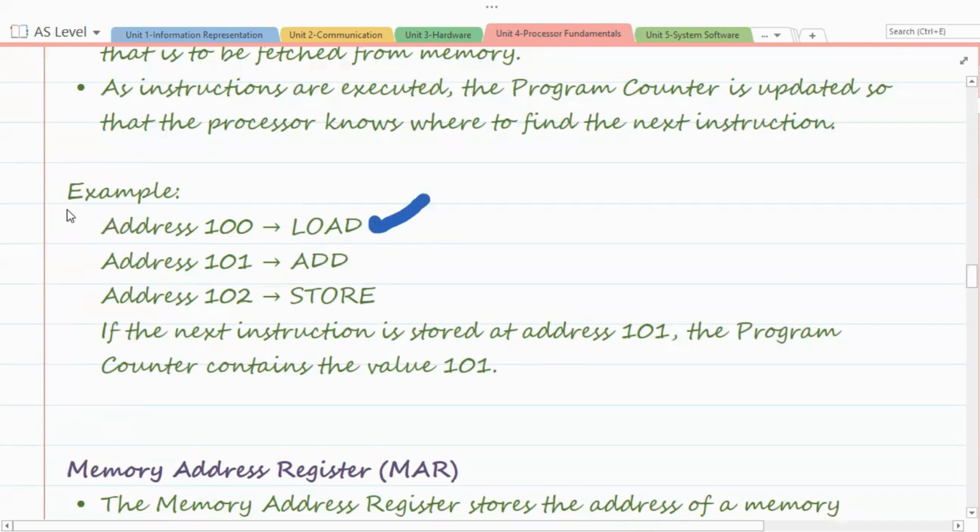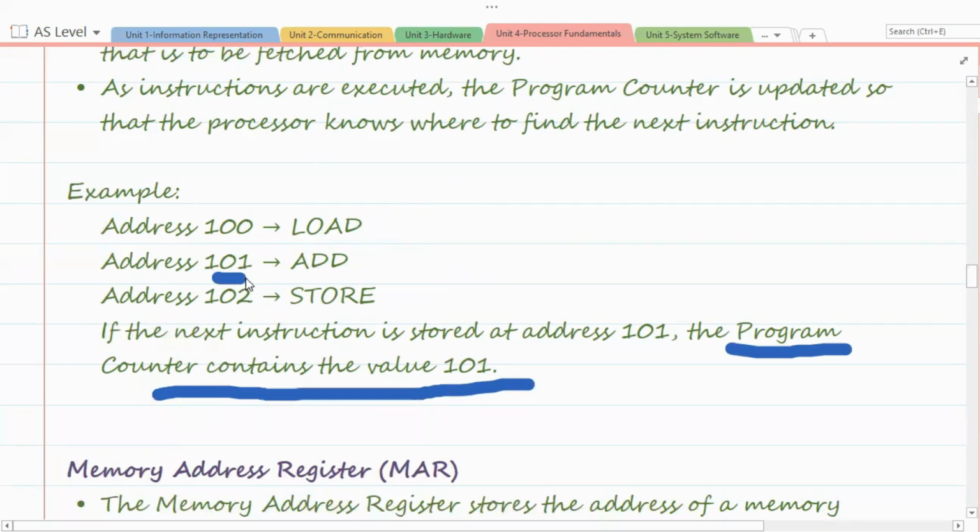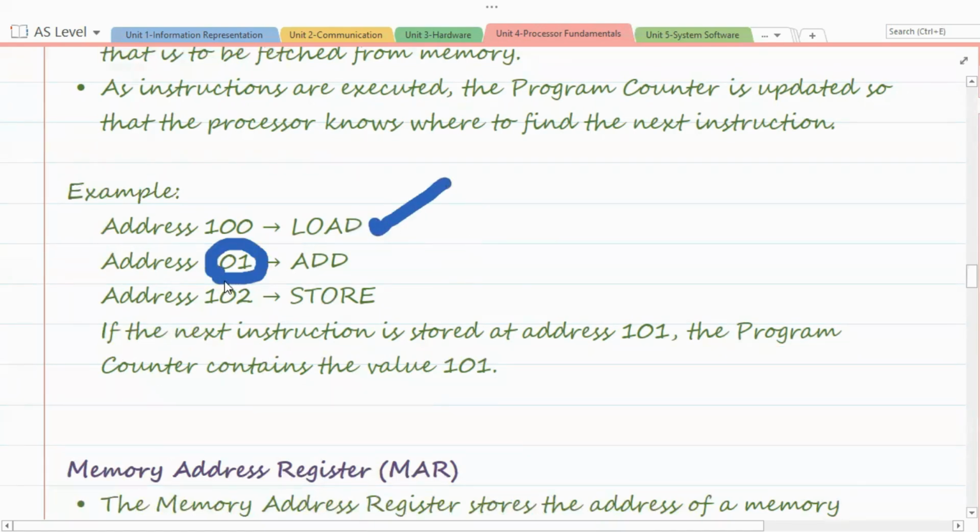Okay. There is one example I have kept here for your easy reference. Load is the first instruction, stored at address 100. The next instruction is add, which is stored at address 101. And then we have the store instruction, which is stored at 102. So if the next instruction is stored at 101, while the current instruction is being executed, the program counter contains the value 101. So this is the address of the next instruction.